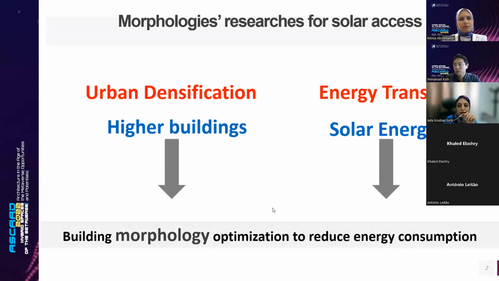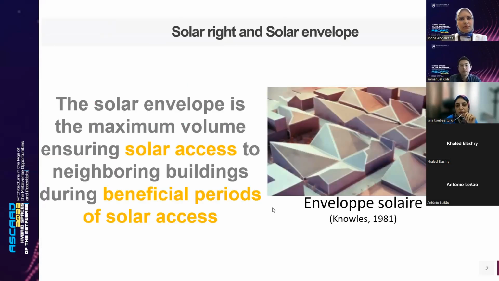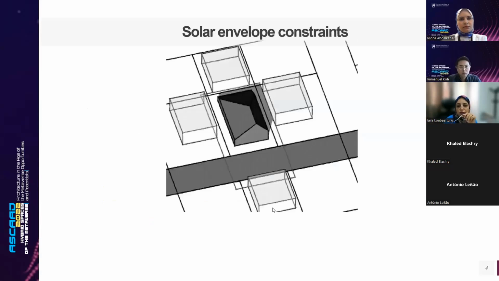neighboring buildings. The solar right appeared in the late 70s through the concept of the solar envelope described by Ralph Knowles. This morphological concept guarantees this right by allowing solar access to a building without shading its neighbors at specific times. The cut-off time and the shadow fences are the two constraints of the morphological definition of the solar envelope.